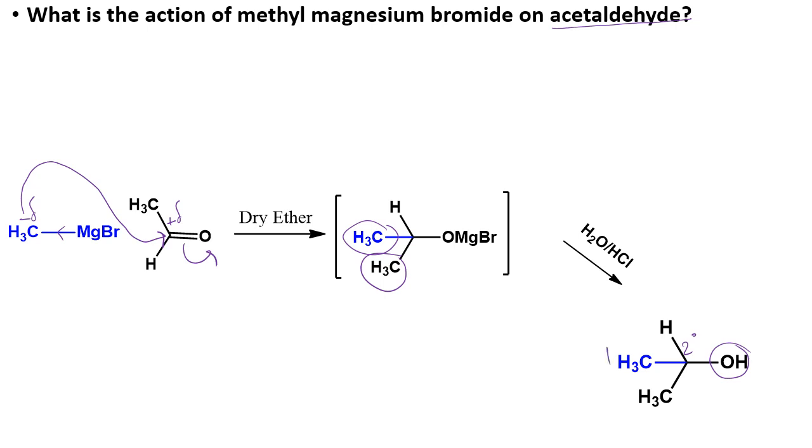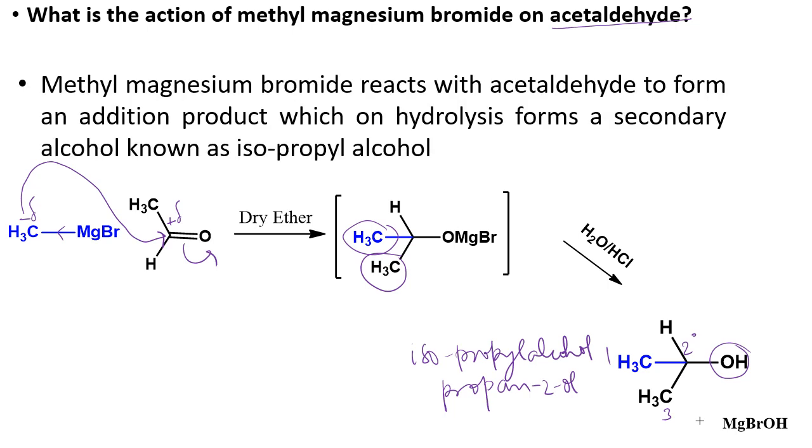And the name for this alcohol will be propan-2-ol, right? Like I can number it 1, 2, and 3. 1, 2, 3 is propane, a 3 carbon chain. On the second carbon, I have the OH group present, so propan-2-ol is the name for this alcohol. It is also known as isopropyl alcohol. That is the common name for this compound. Okay, so this is the short description of the reaction. Methyl magnesium bromide reacts with acetaldehyde to form a secondary alcohol, which is known as isopropyl alcohol.